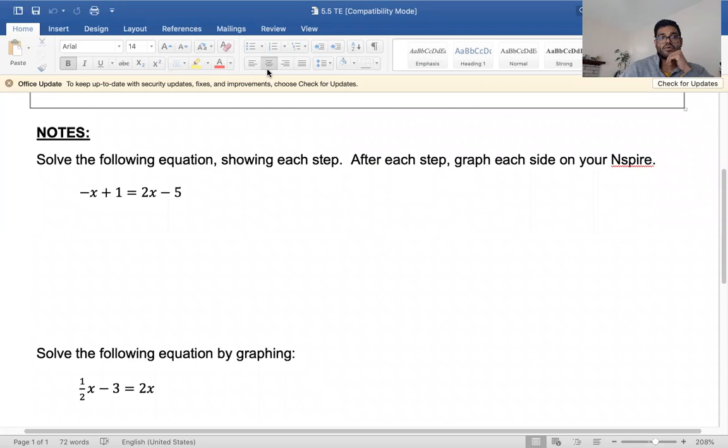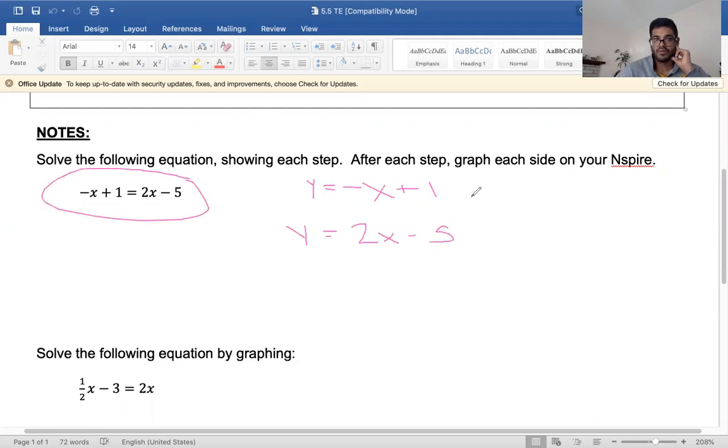So my claim is that if I write this as y equals negative x plus 1 and y equals 2x minus 5, this is the exact same thing as this right here. Me breaking it apart like this is the exact same thing as me writing it like this. And I want you to think about that for 30 seconds. You can pause me and think about it.